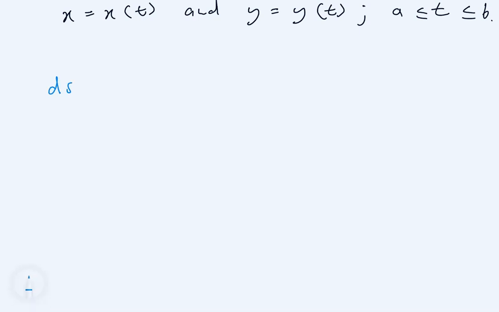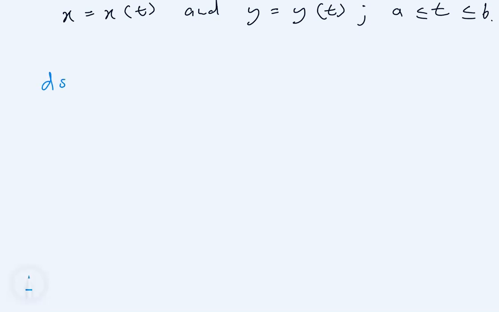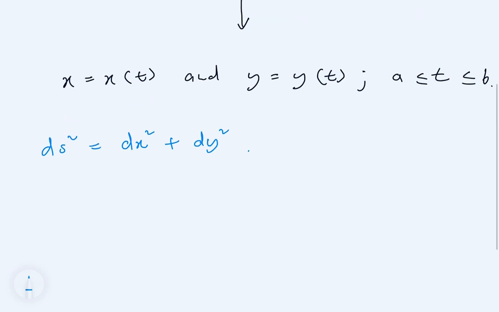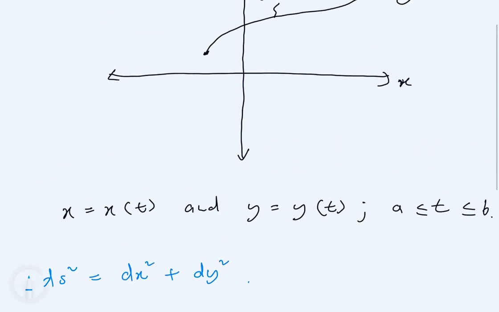So the metric for R2 is given by ds squared is equal to dx squared plus dy squared. So that's the metric for R2. Okay, so that's where we start then. Now we've got the metric for R2.